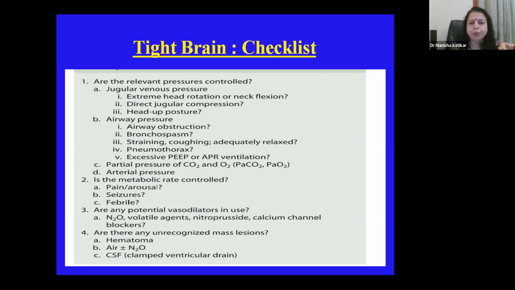Are you using nitroprusside or calcium channel blockers, which are causing cerebral vasodilation? Or are there any unrecognized mass lesions like a hematoma on the opposite side from where the surgeon is operating? Even the use of nitrous oxide can cause the problem. Or if an external ventricular drain has been kept by the surgeon, check whether it has remained clamped and has caused the brain bulge.